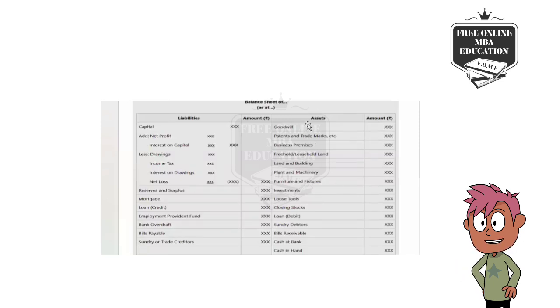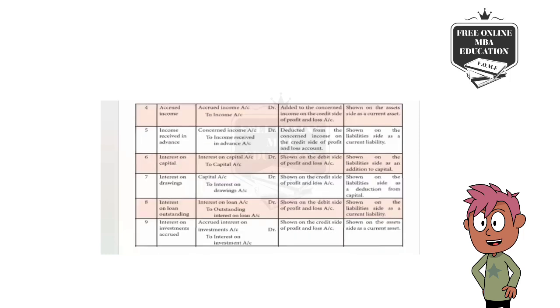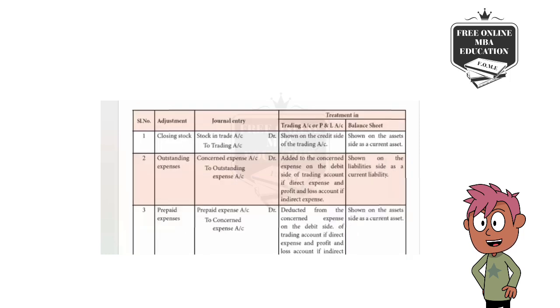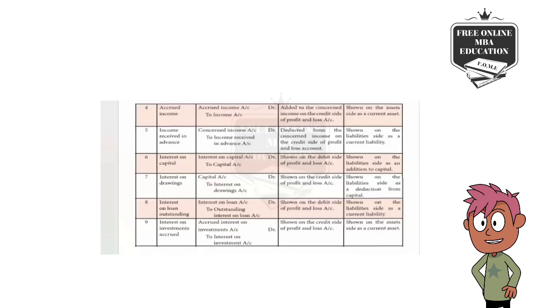So all the prepaid items will appear at the asset side, and all the outstanding items would appear at the liability side. By practice, and by not reading it properly, you would come to know immediately it is going to go above your head, and you need to read these things very well.